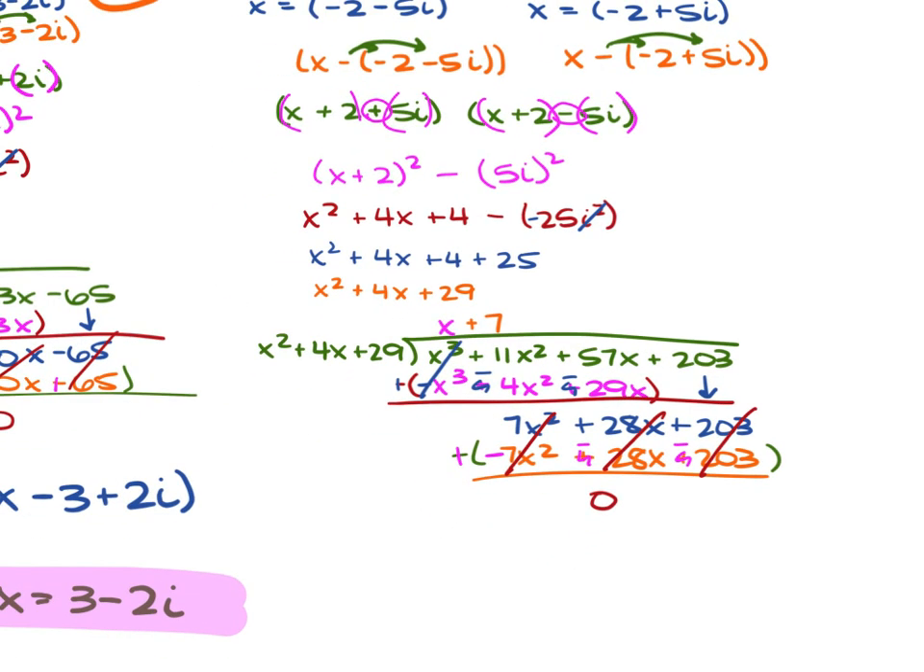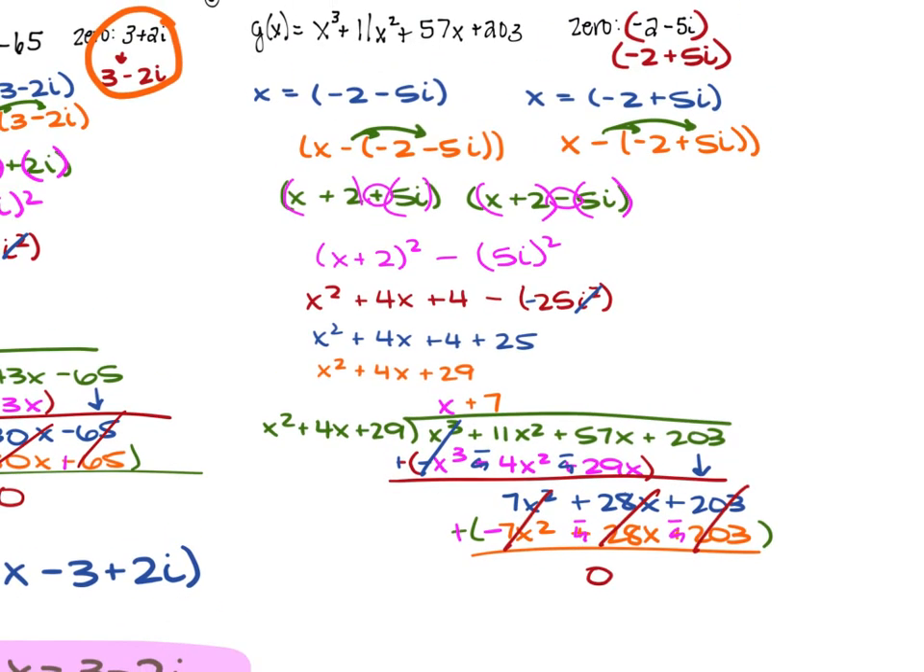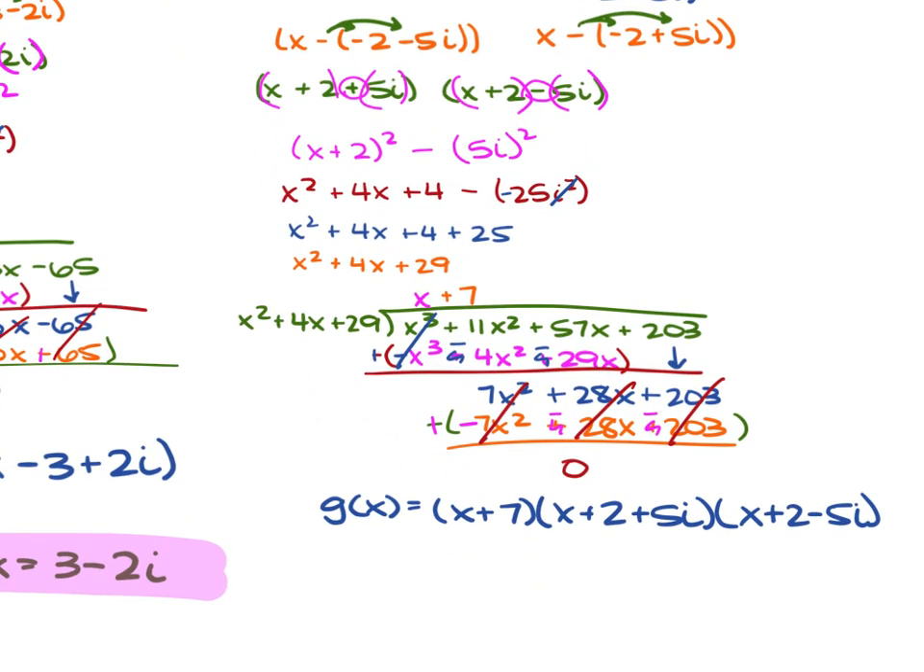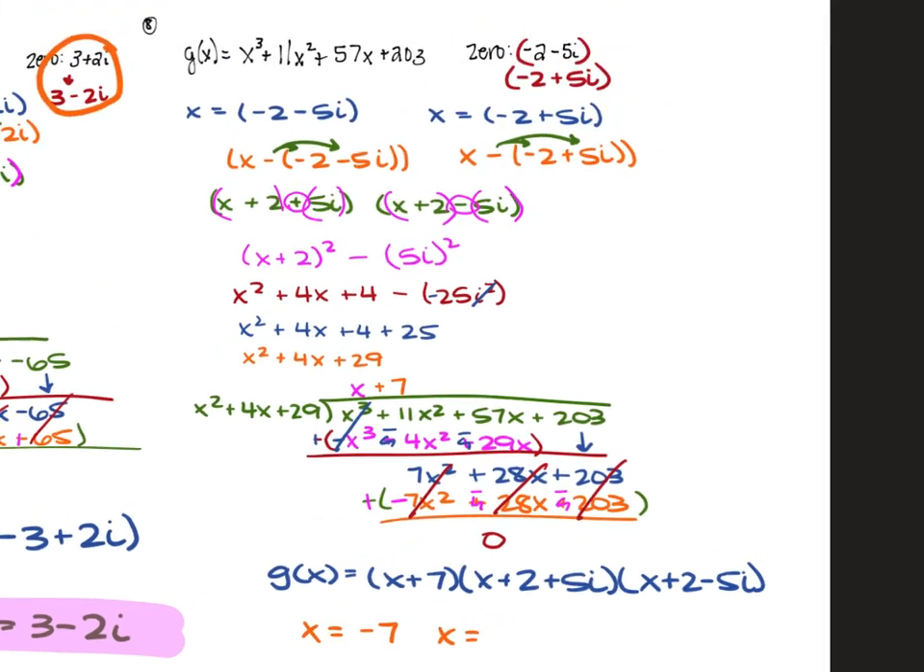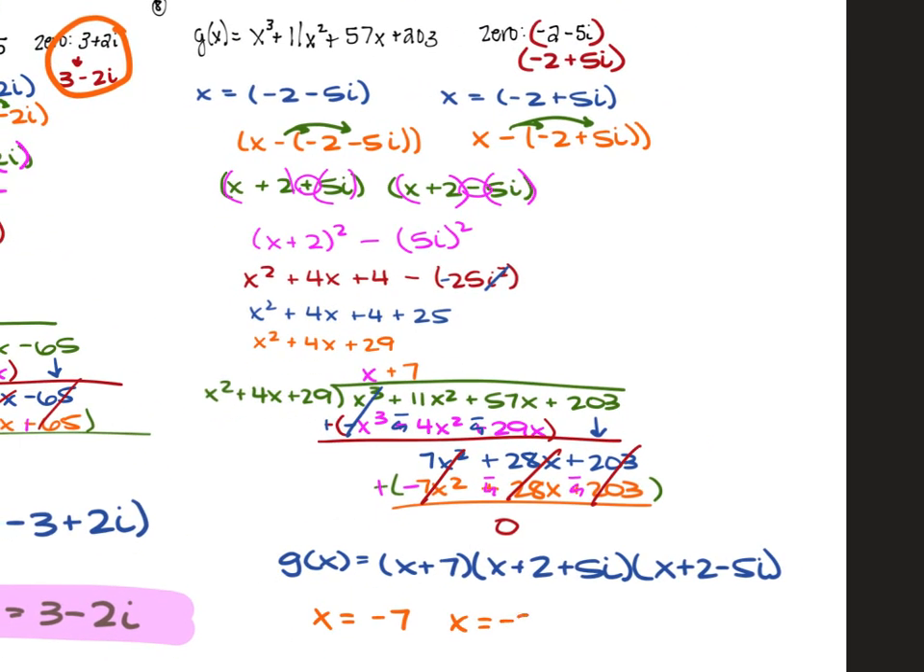So if we were to write this out as a product, we would have g of x is equal to x plus 7 times x plus 2 plus 5i times x plus 2 minus 5i. So these give us zeros of x is equal to negative 7. X is equal to, look what they gave you, negative 2 minus 5i, and x is equal to negative 2 plus 5i.